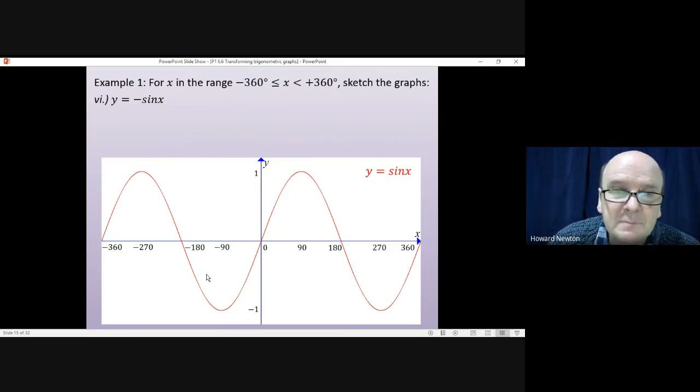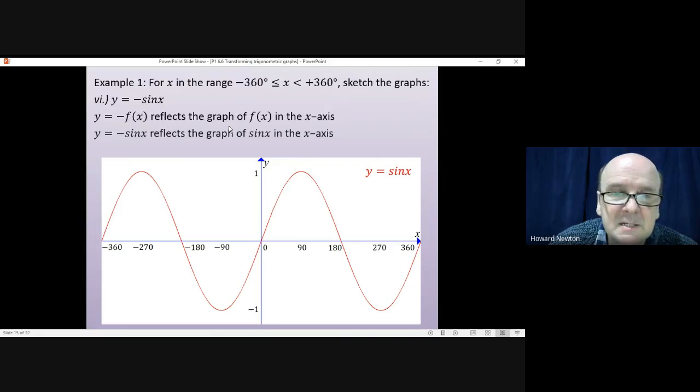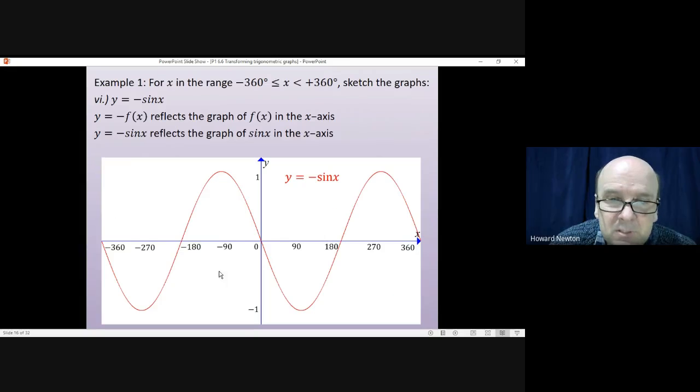Number 6, y equals minus sine of x. Well, minus sine of x is a reflection in the x-axis. That means it's going to reflect vertically, upwards and downwards. This bit will reflect down, this bit will reflect up, and so on and so on.